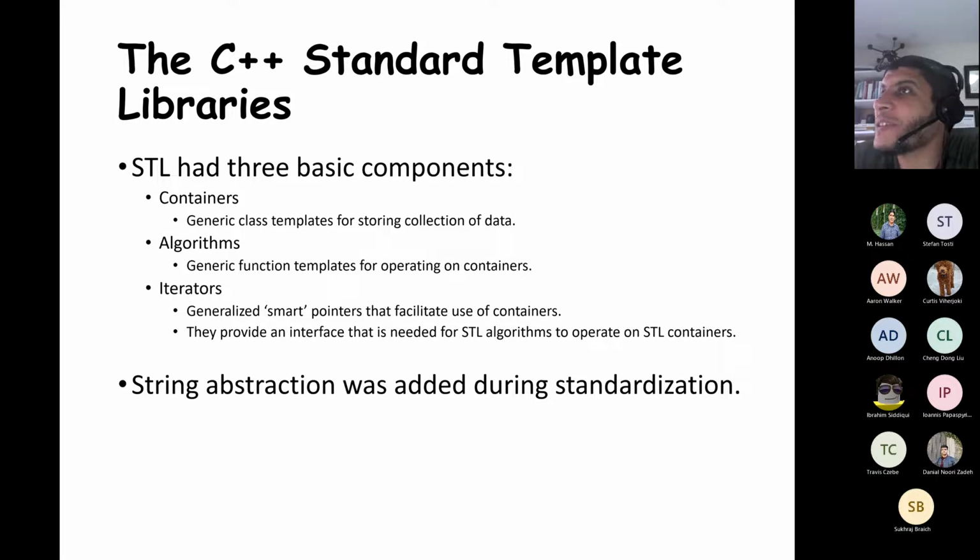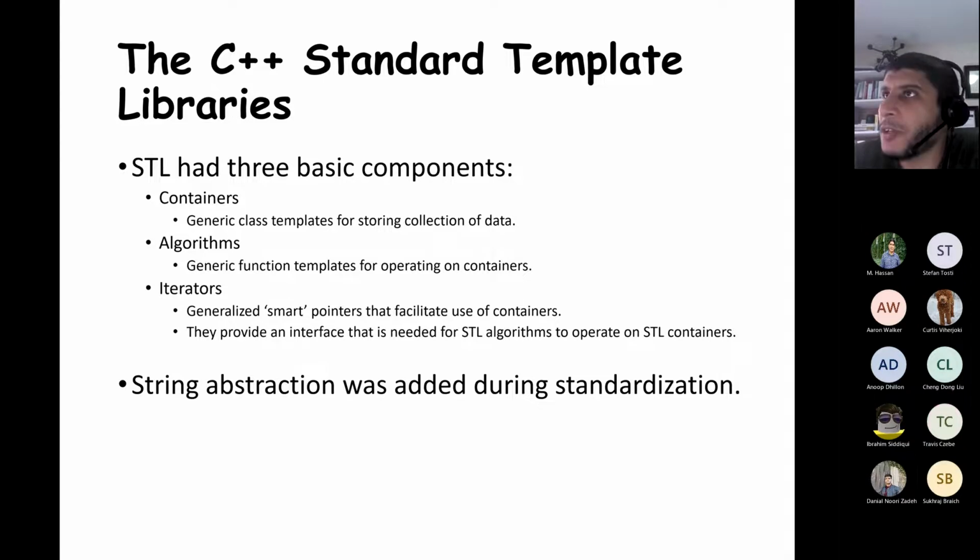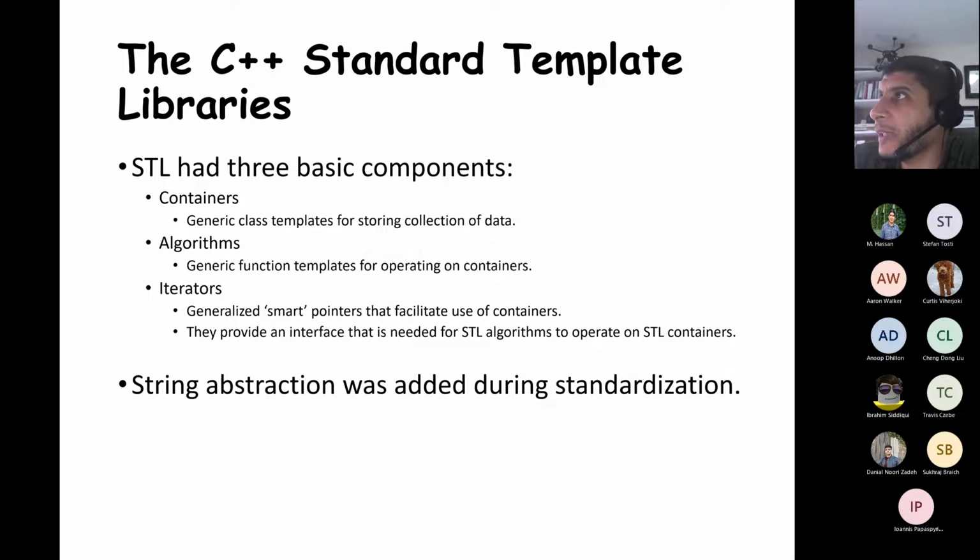So basically, what is a container? It is nothing other than a data structure, something like a linked list or an array, for example. But because we don't implement the data structure for a certain type, but rather use generic class templates, STL calls them containers, right? So containers are generic templates for data structures. Good. And then the second concept of STL is algorithms.